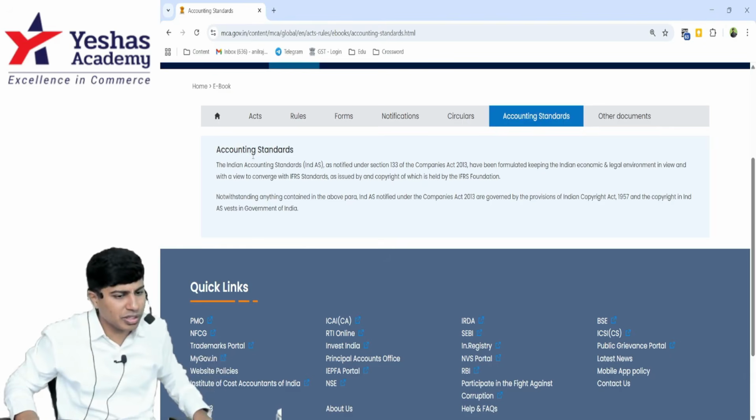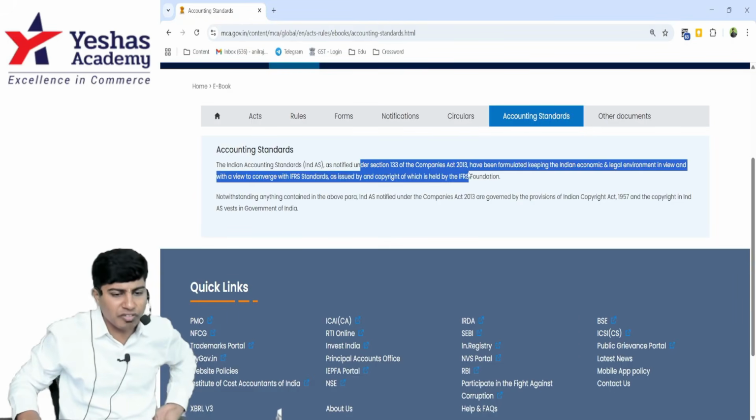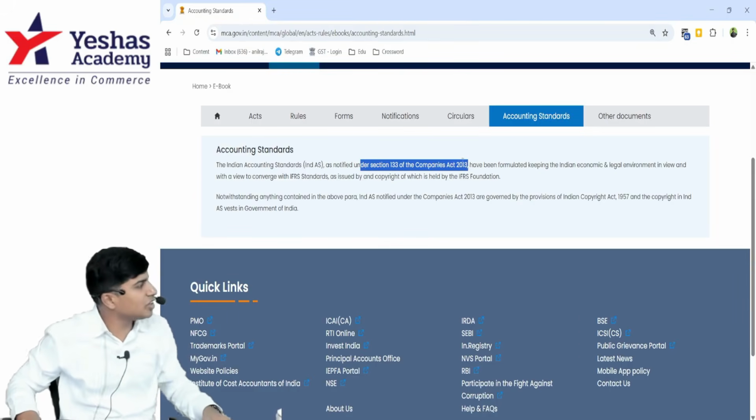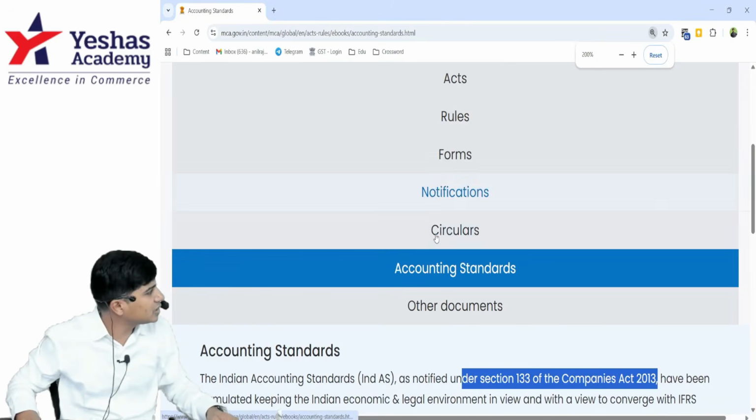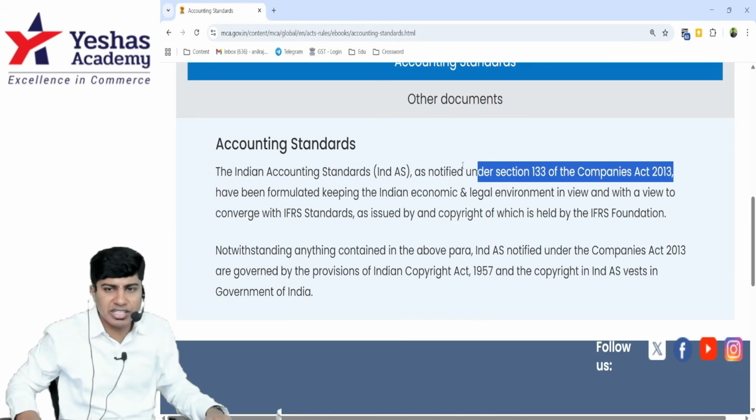See here. Do you see accounting standards? The Indian Accounting Standards, Ind AS. I told you, no, that is there. Under section 133 of the Companies Act 2013. Can you see now? The reference to section 133 of the Companies Act is there.